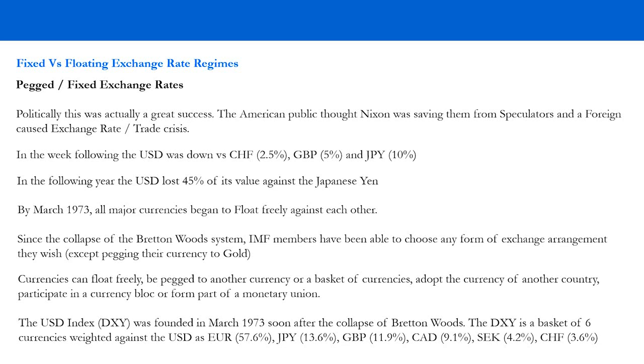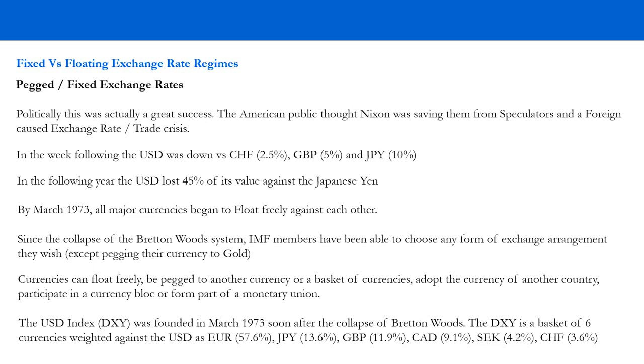So it ended up being a political success, but the economic reality was that in the week following, the US dollar fell 2.5% against the Swiss franc, 5% against the pound, and 10% against the yen. Not huge moves, but big enough. And in the year following, the US dollar was actually down 45% against the Japanese yen. And basically by March 1973, all major currencies began to float freely against each other.